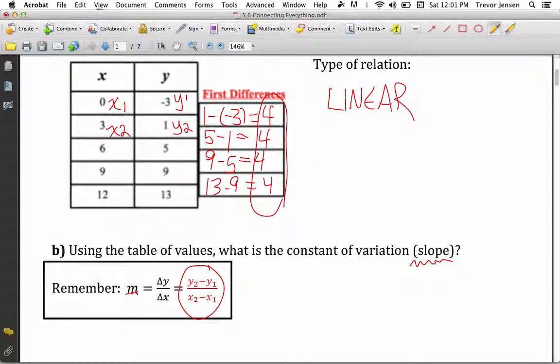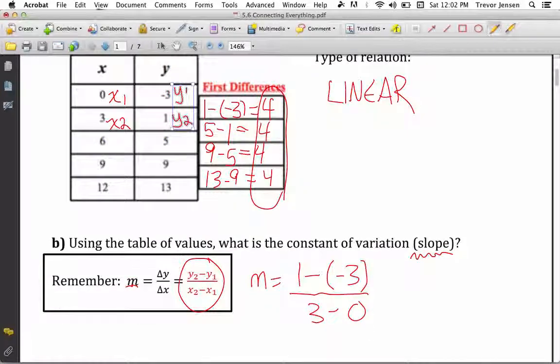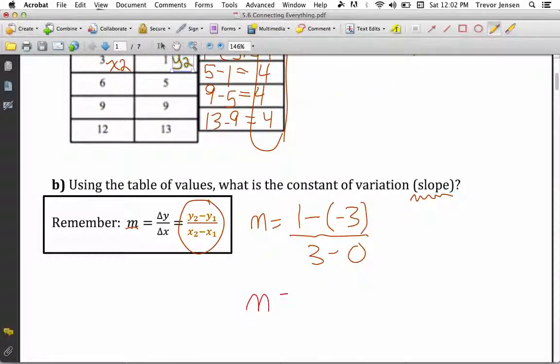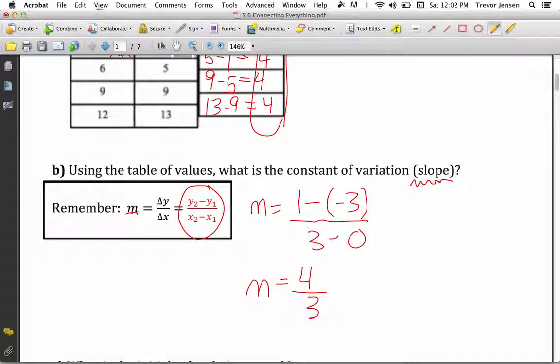So let's plug these values into our formula. Slope equals y2 minus y1 divided by x2 minus x1. Well, y2 is a value of 1, so I'm going to plug that in. So 1 minus my y1 value, which is negative 3, divided by my change in x, so my x2 minus my x1, 3 minus 0. And let's simplify this. 1 minus negative 3 is 4, 3 minus 0 is 3. There's my constant of variation, 4 over 3.